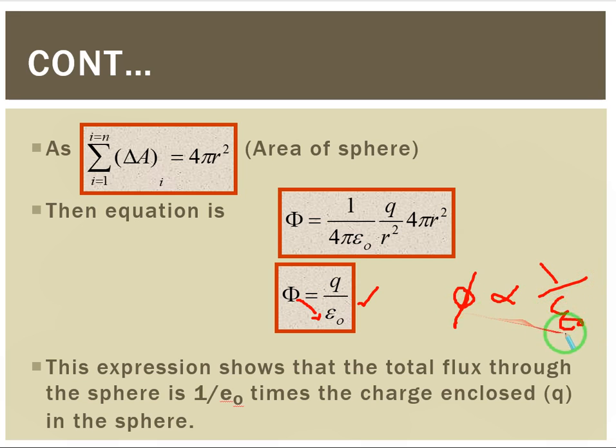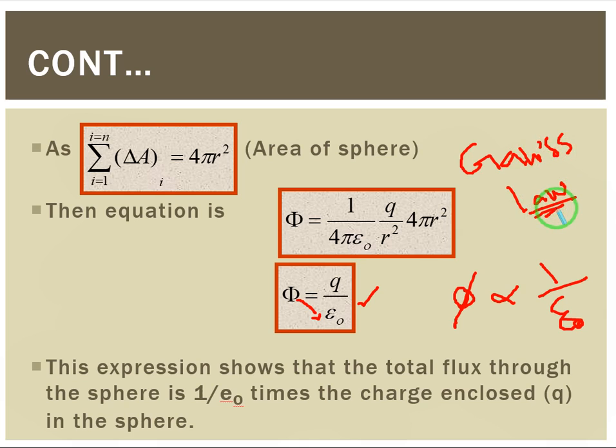So flux is inversely proportional to epsilon naught. This expression shows that the total flux through the sphere is 1 divided by 4 pi epsilon naught times the charge enclosed in the sphere, and we can call this Gauss's law. If somebody asks you about Gauss's law, this proof is about Gauss's law.